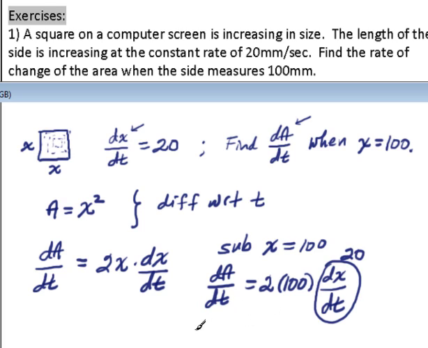Okay, so now we can answer the question. dA/dt is 2 times 100 times 20. So that would be 4,000. And what are the units here? Let's see, it's millimeters and seconds. So this is the rate of change of an area. Area is measured in square units. So that would be millimeters squared per second. Since it's a rate, it's going to be per some unit of time. So that's the answer to the question.